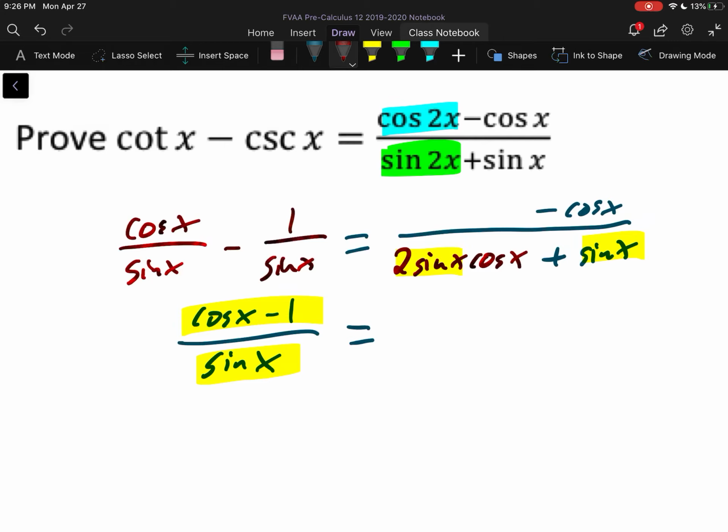Let me make this in red. 2 cos squared x minus 1. All right.